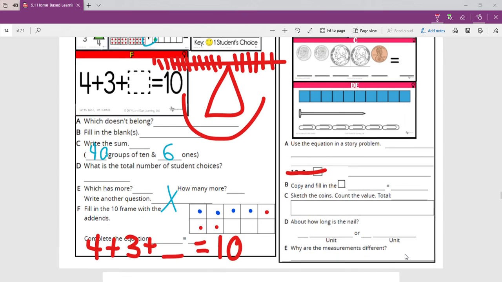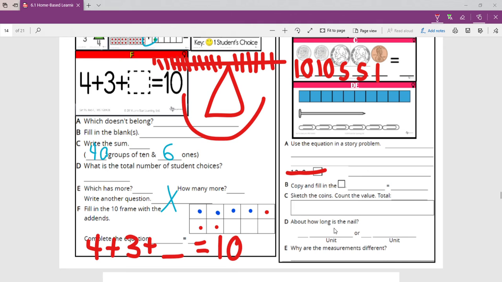And look at C. Sketch the coins and count the values. So you're going to draw your coins. You're going to draw 2 dimes. You're going to draw 2 nickels and 1 penny. You're going to draw them right there. So how many dimes? How much is a dime worth? 10. 10. How much is a nickel worth? 5. 5. And how much is a penny? 1. And then you're going to tell me what is the total. ¿Cuánto total de dinero tenemos aquí?